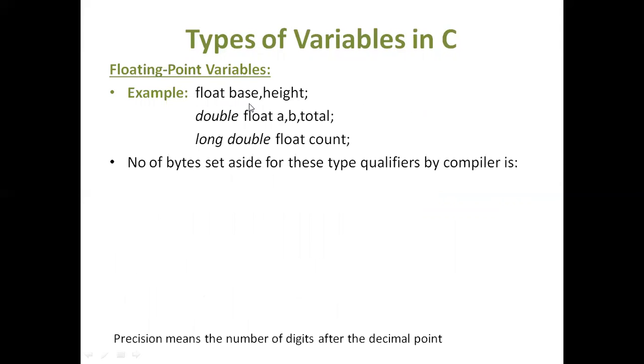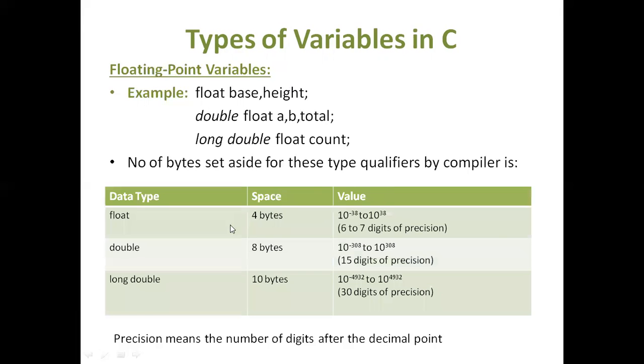Now some examples of floating point variables: float base, height, 2 variables and their type is float. Double float AB, total: double is the type qualifier, float is the variable type, and AB and total are the variable list or variable names. Long double float count: long double is the type qualifier, float is the data type, and count is the name of the variable.